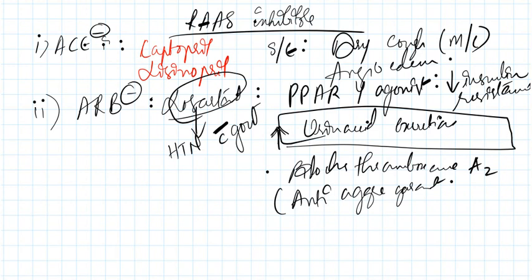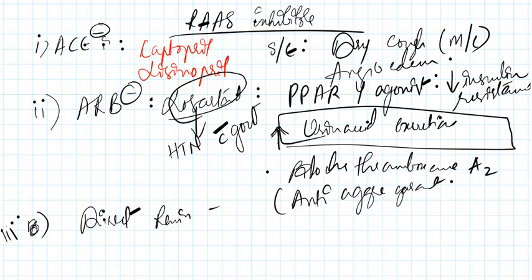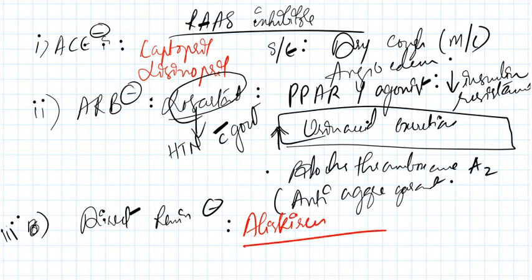Now we will discuss direct renin inhibitors. What are direct renin inhibitors? They are aliskiren. This is a very important MCQ that you should remember.